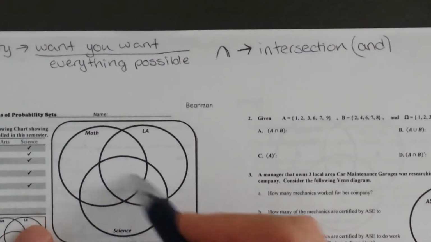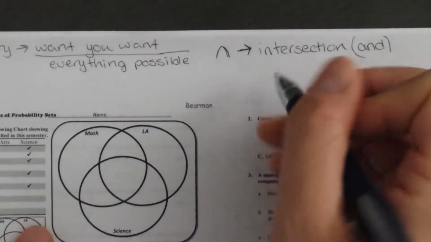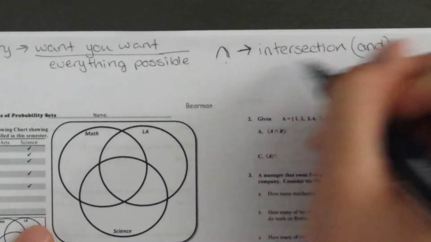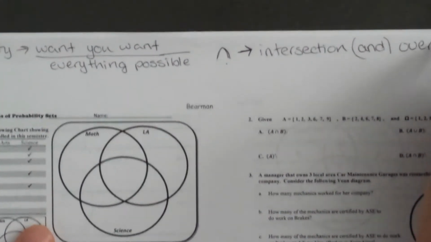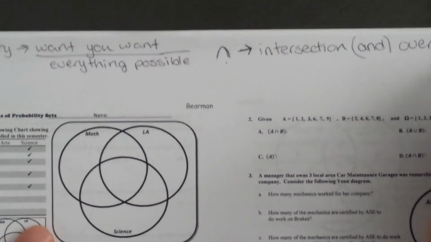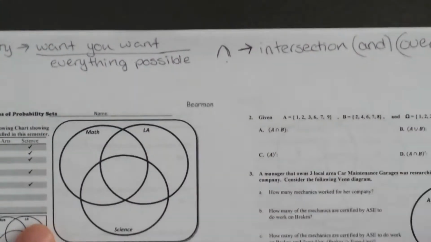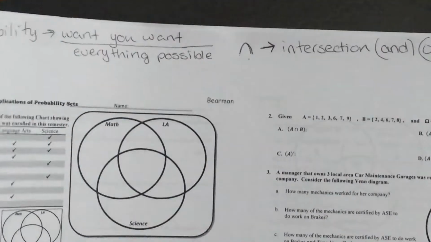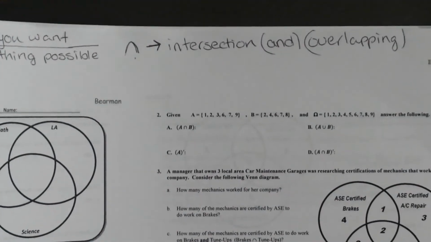Sometimes you're going to have all three, sometimes you're only going to have two areas. But again, the intersection is just the stuff in the middle. So it's the overlapping piece. And if you want to write that in there, I can't really slide it over more, but we have the word overlapping at the end.